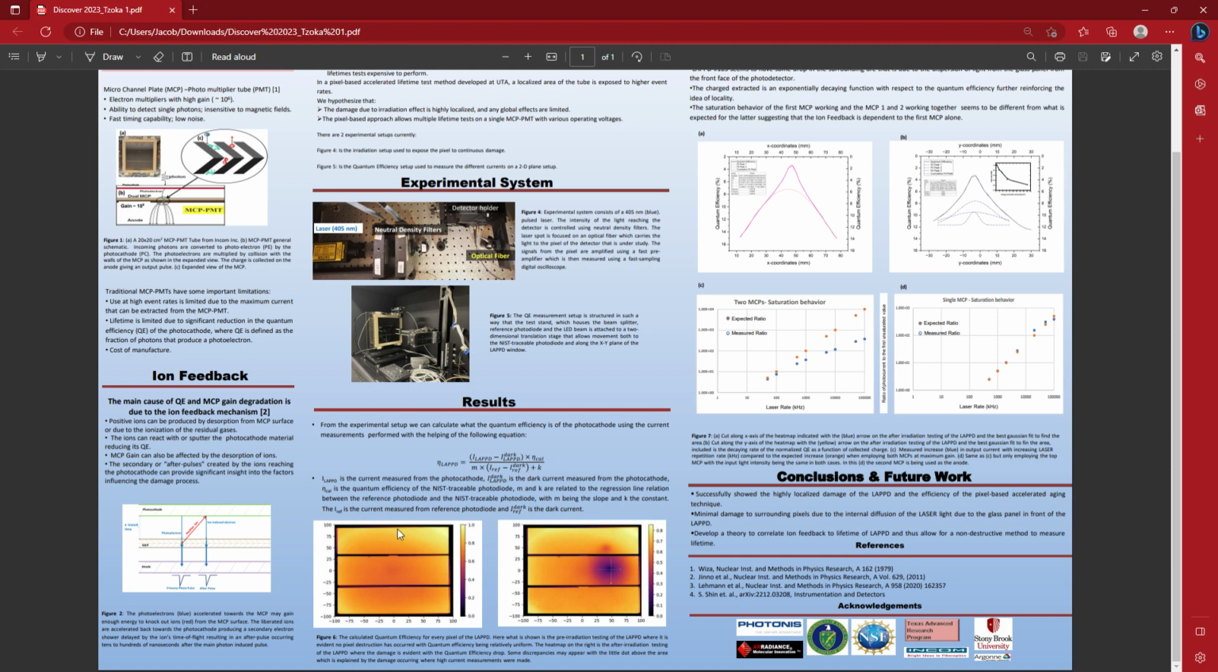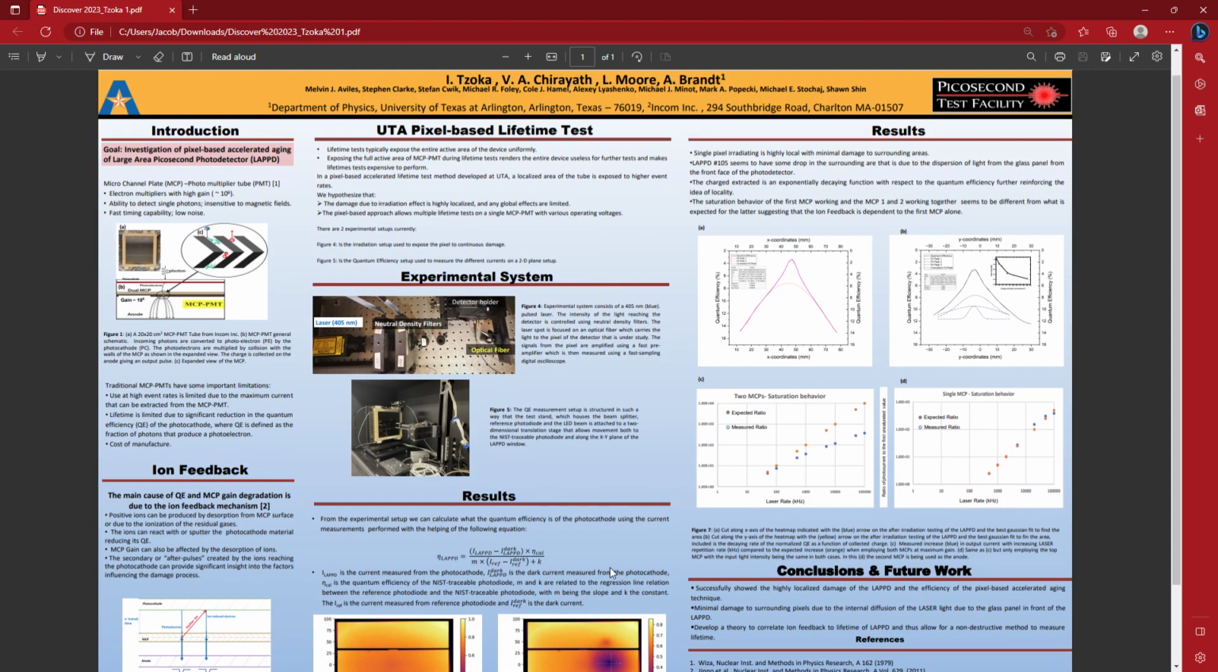These are the heat maps that are generated. This is the heat map before the irradiation, and this is the heat map after the irradiation. As we can see, the damage is highly localized, with the black being where the quantum efficiency drops to 0. The pixel radiation is highly localized because this is where the peaks are, and if we do the fitting, we can see that it's highly localized, and it's 2 millimeters, which is the size of the pixel that we expect.